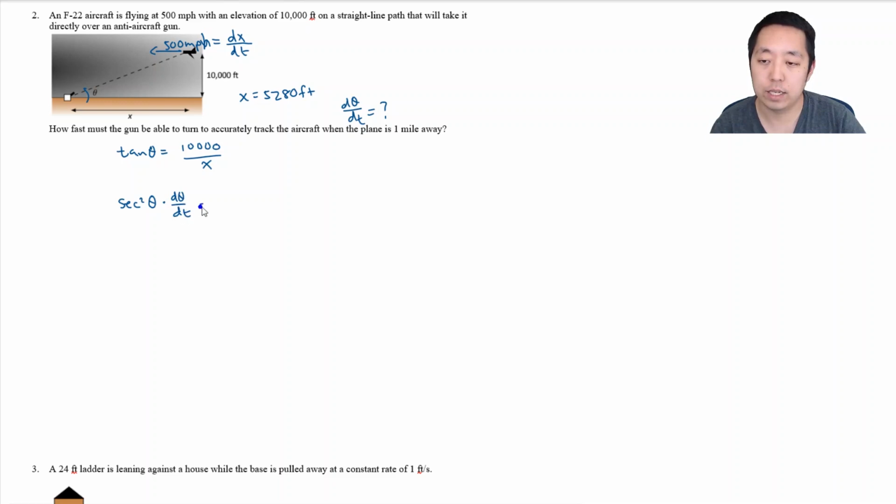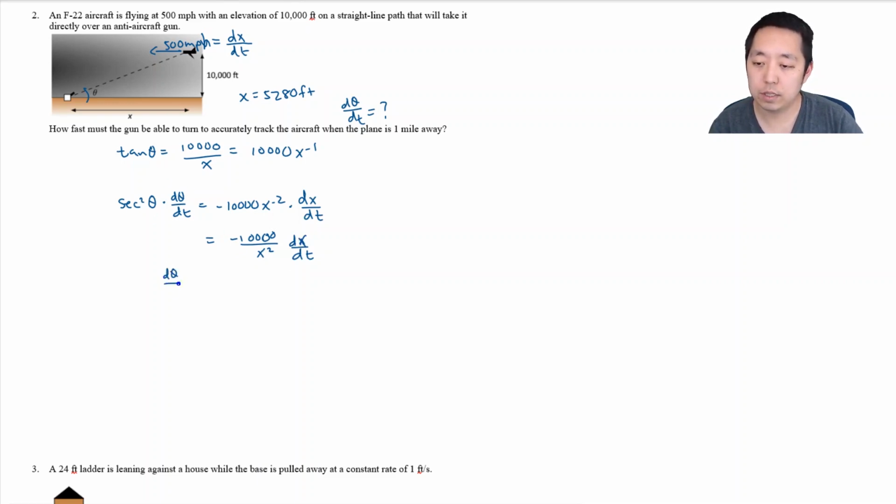derivative of the inside. And this is really 10,000 x to the negative 1. So that's negative 10,000 x to the negative 2. But since this isn't t, it's some other variable, I'm going to multiply by the derivative of it, which is dx dt. And so that's equal to negative 10,000 over x squared times dx dt. So in order to solve this, I just need to find d theta dt, which is equal to negative 10,000 over x squared secant squared theta times dx dt.